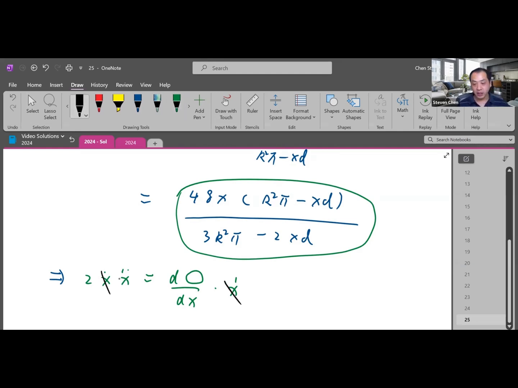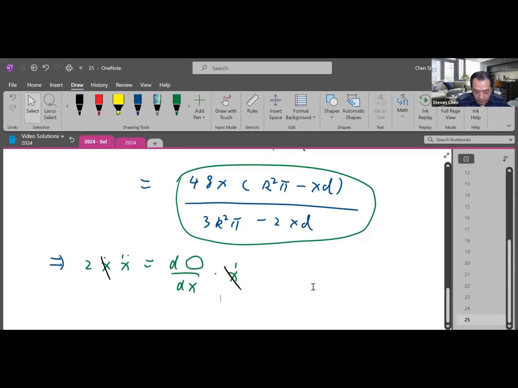Then we get a closed form for x double dots that can be expressed purely in terms of x rather than x dot. So what we need to do next is to compute the derivative of the whole term in a green circle with respect to x.